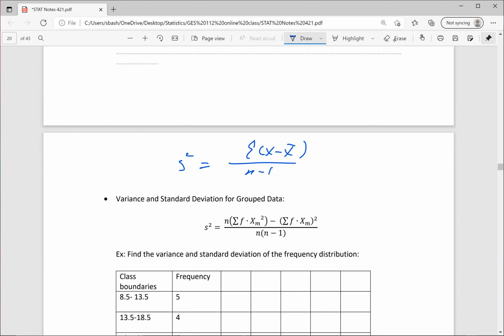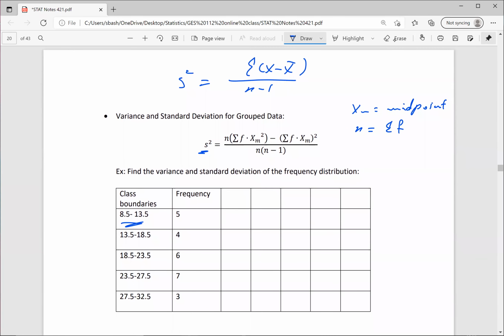For the grouped data, the variance s squared is equal to n multiplied by sigma of f times xm squared, minus sigma of f times xm all to power 2, divided by n times n minus 1, where xm is the midpoint of the classes, and n is equal to the total of the frequencies. Let's apply this to the given example here.